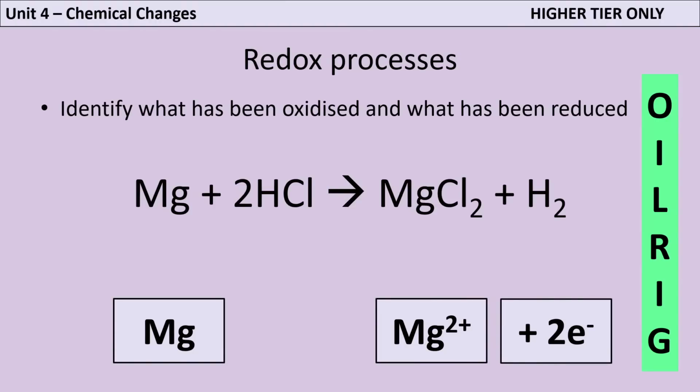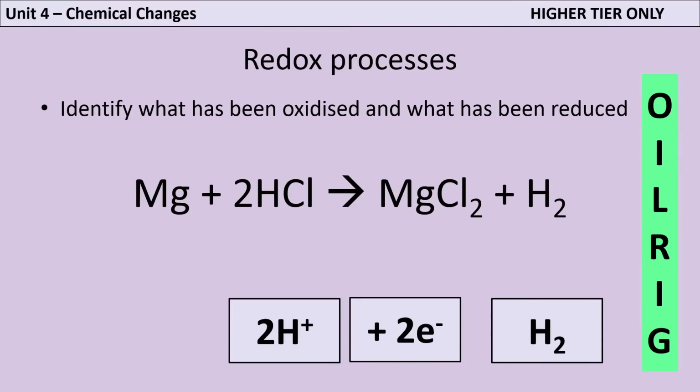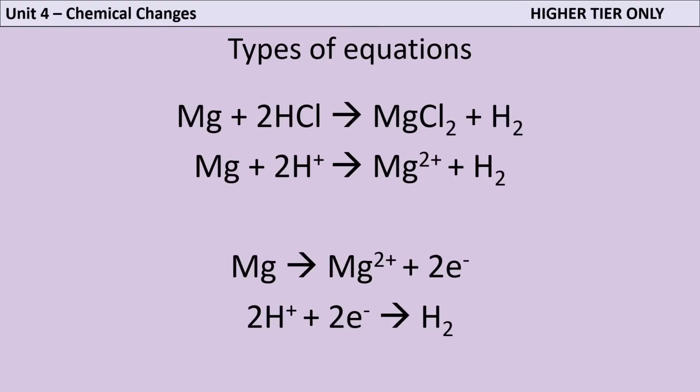Okay, so here my metal starts out just as an atom and it's losing 2 electrons to become magnesium 2+. It's lost electrons, therefore it's been oxidized. Meanwhile, hydrogen, which was hydrogen ions, has gained some electrons, so that's been reduced. You should be familiar with ionic and half equations as well for describing those.